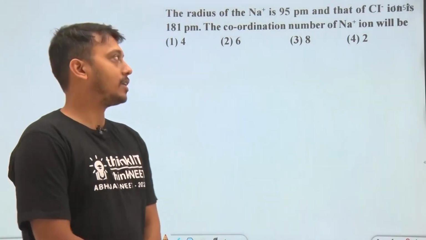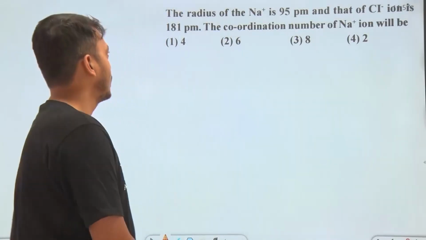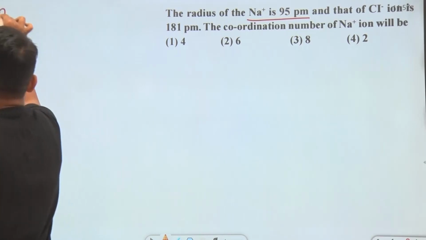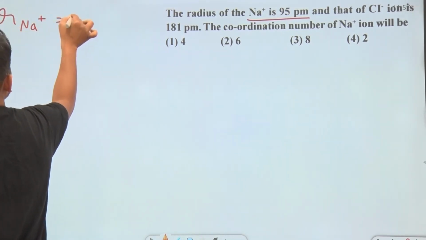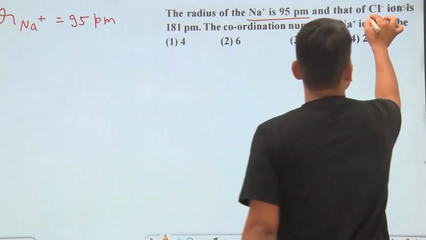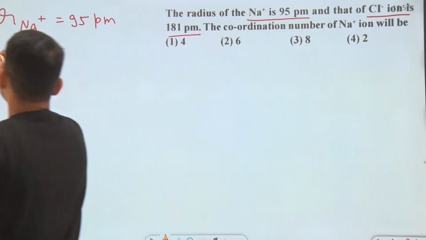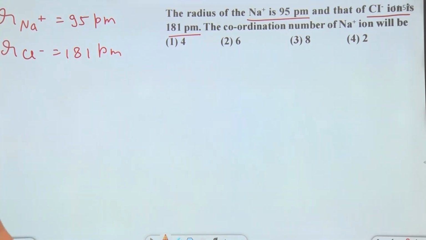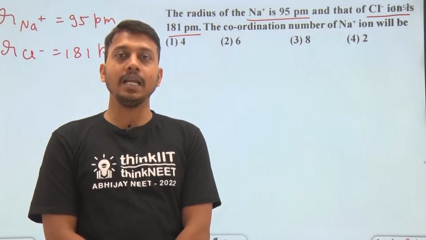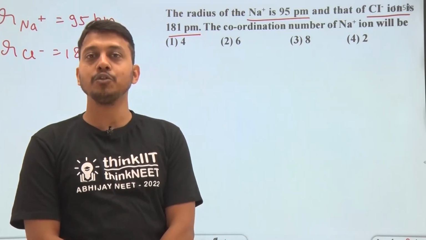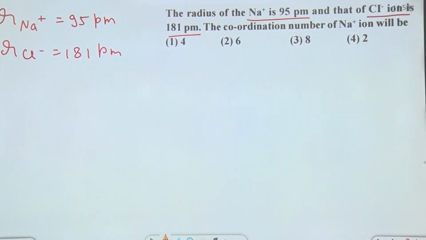So students, the next question is from the solid state. The question is: the radius of Na⁺ is 95 picometer, and that of Cl⁻ is 181 picometer. The coordination number of Na⁺ ions will be... Basically the Cl⁻ ions form the lattice here, and Na⁺ occupies the position in the octahedral void. So we must find the limiting radius ratio here.